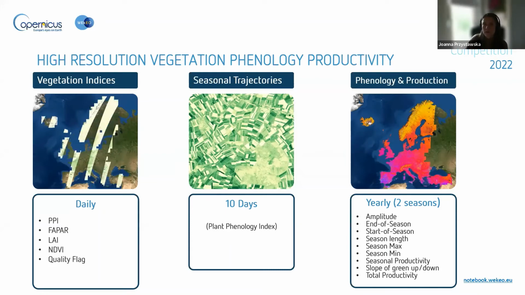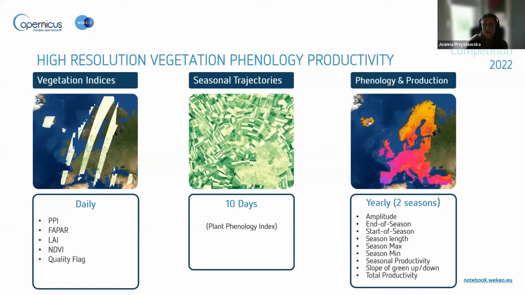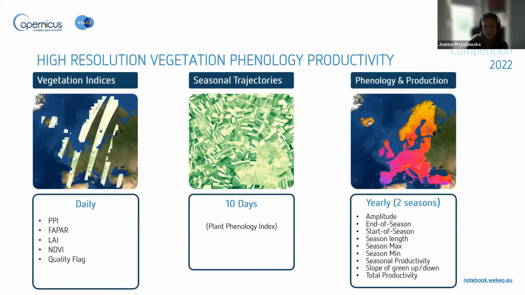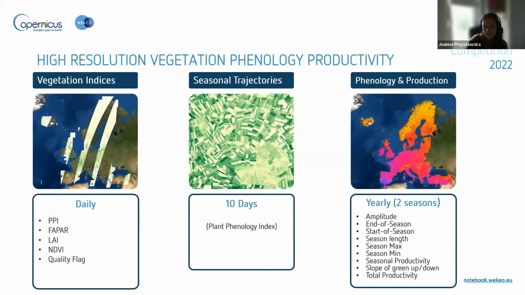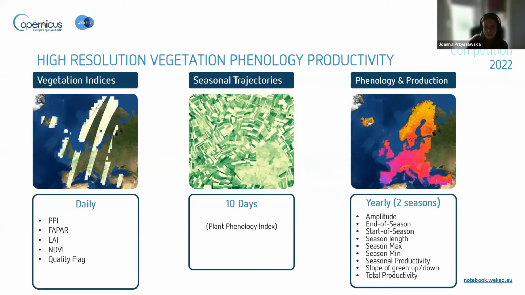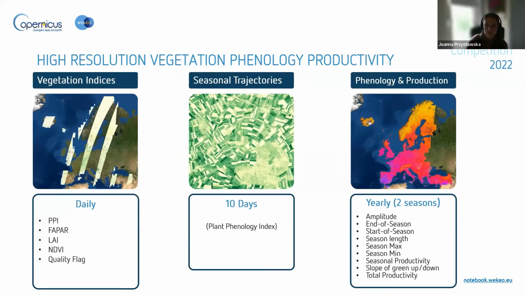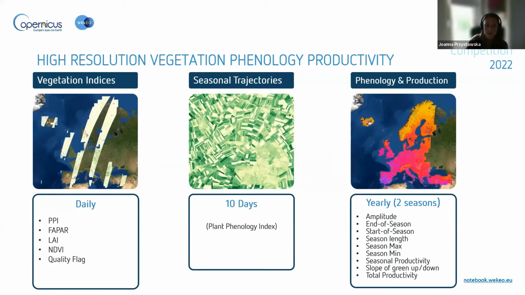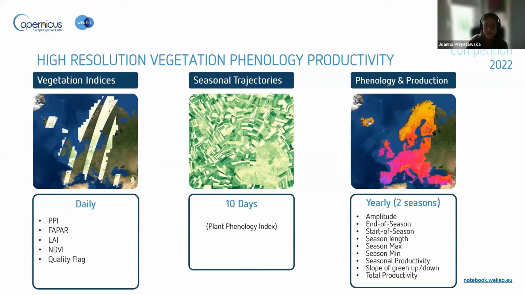Then we have also seasonal trajectories. They are derived from a time series function fitting PPI. They are filtered images with a 10 days time step. And finally, we have phenology and production parameters that are derived yearly for 2 growing seasons. Among them, we have different parameters, for instance, start of the growing season, end of the growing season, length of the season, amplitude, productivity.